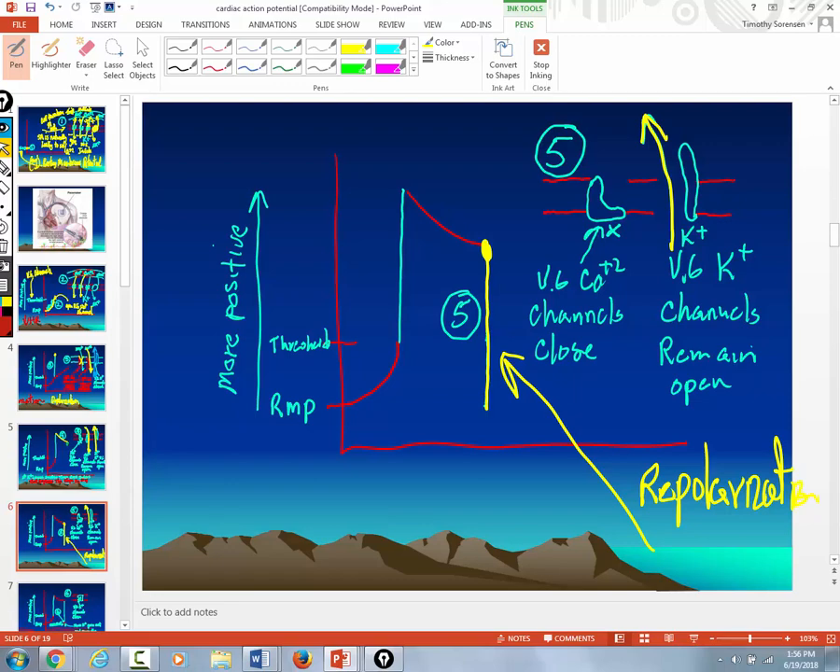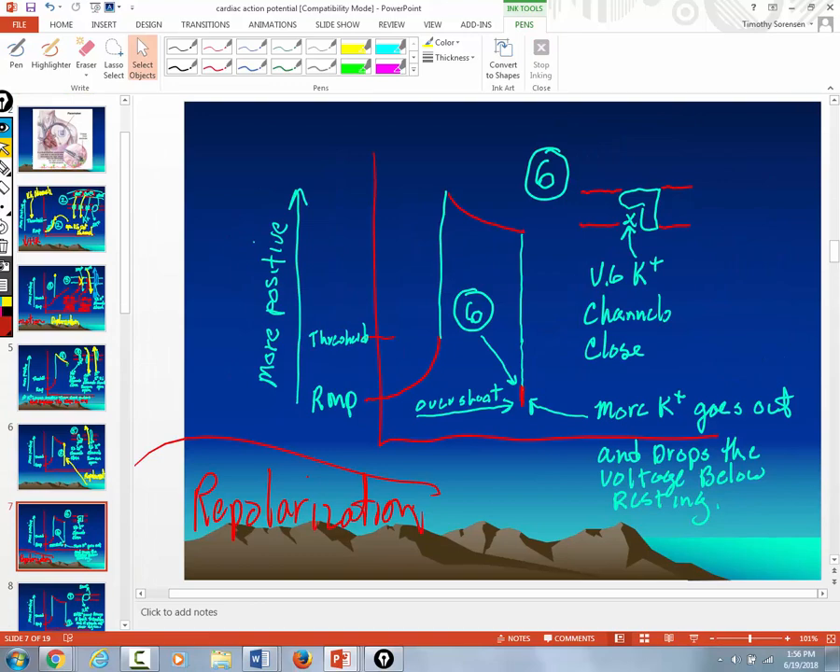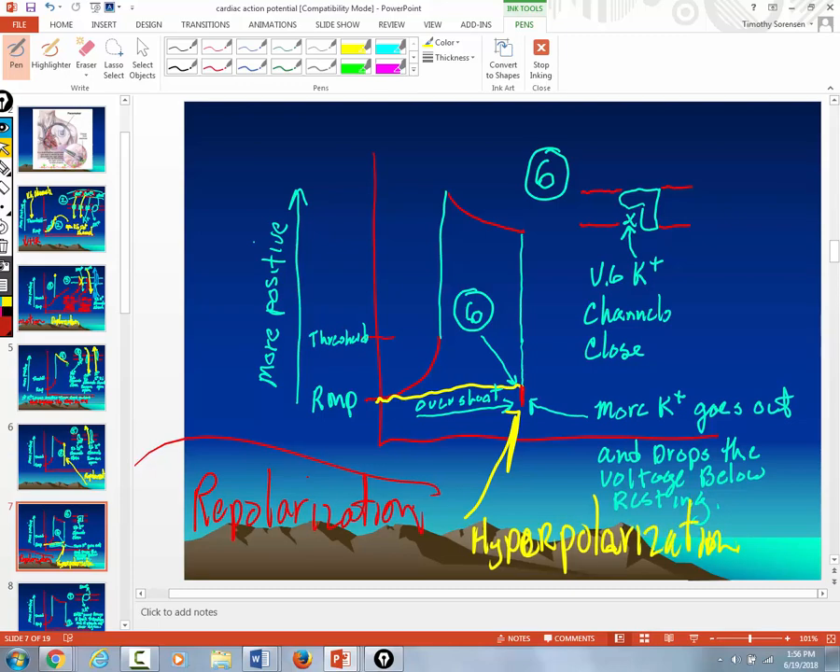Now watch. The voltage-gated potassium channels remain open long enough for the charge inside that cell to drop even lower than resting. It's called overshoot or hyperpolarization. It's even more negative, hyperpolarization. And I'll explain why that's important in a minute.